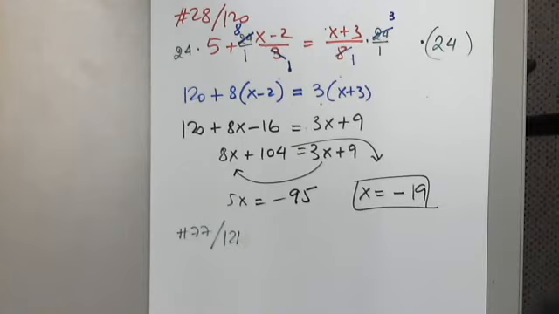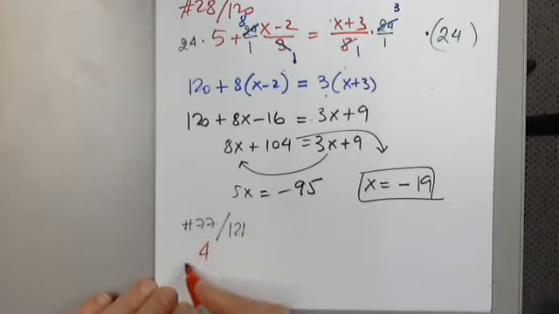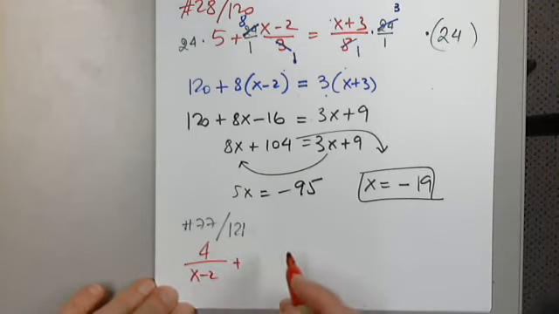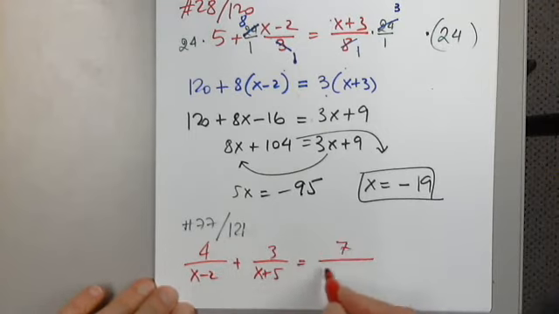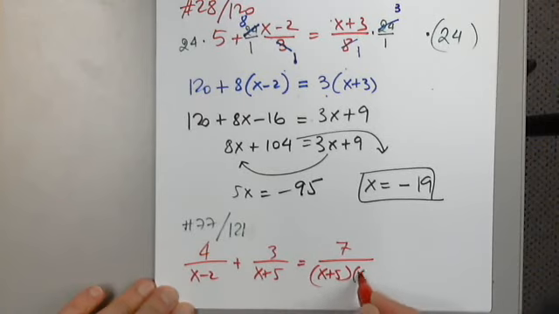Okay, here's the problem. 4 divided by x minus 2 plus 3 divided by x plus 5 equals 7 divided by x plus 5 times x minus 2.